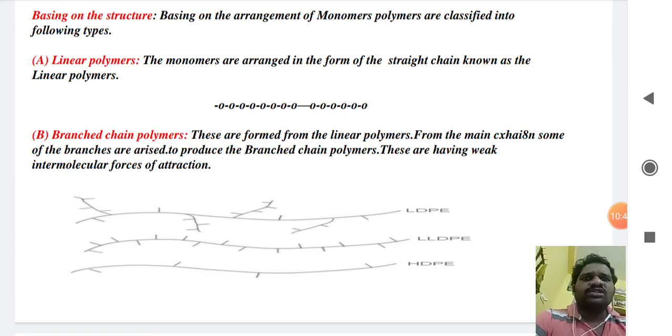In this diagram you can observe the number of branches arising from the linear polymer. Coming to the strength of the branched chain polymer, it is very low compared to the linear polymers. Because of the weak intermolecular force of attraction, these polymers have low strength, low density and also low melting point. LDPE, LLDPE as well as HDPE are produced by using the branched chain polymer itself.